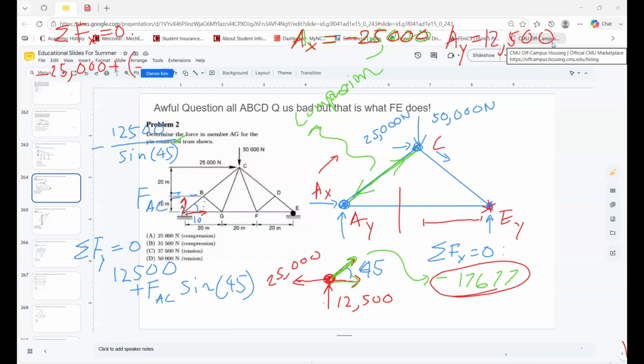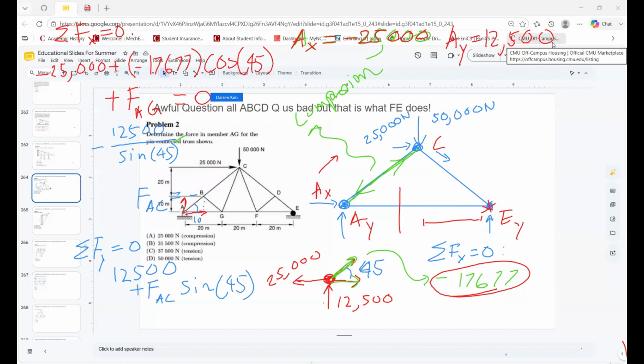So we have to do negative 17677, and we have to do cosine of 45. Yes, that's two. And then we have to do plus FAG. And AG is there, and then we do nothing to it because the angle is 0. So it's just going to be translated through like a beautiful, I don't know, blobberfish. I don't know what to call it.